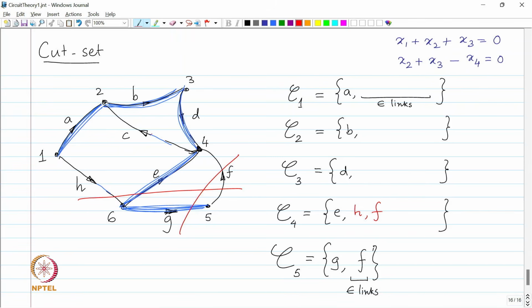Fine. Okay. Then D, D is connecting 1 2 3 with 4 5 6. So, how do I isolate 1 2 3 from 4 5 6? Fine. Then I have B, B is connecting 1 2 with the rest of the graph. So, my cut is going to look like this, right.